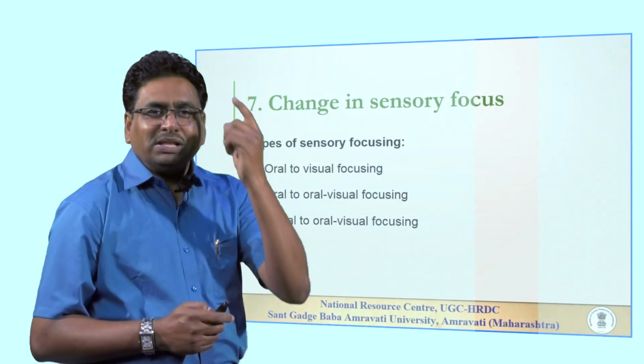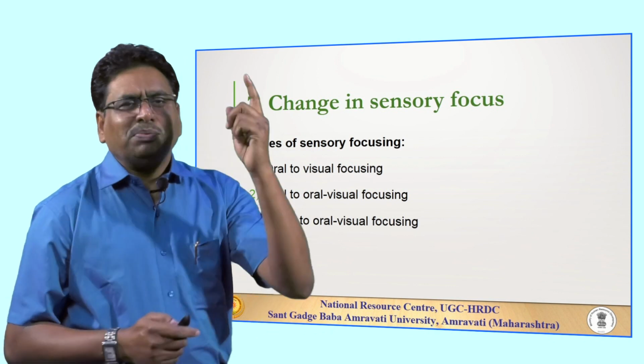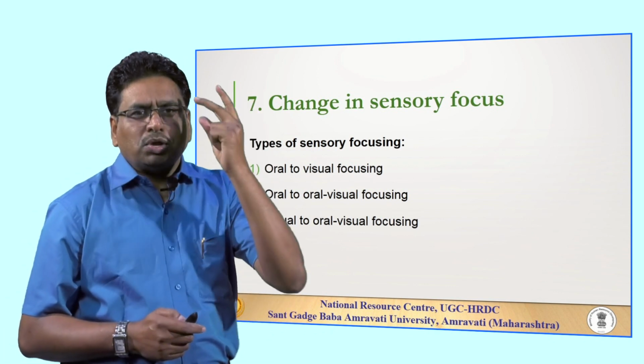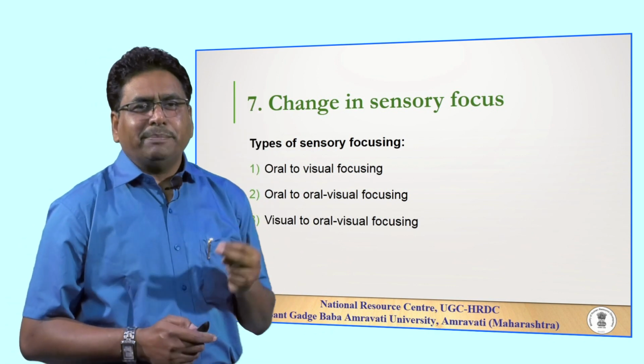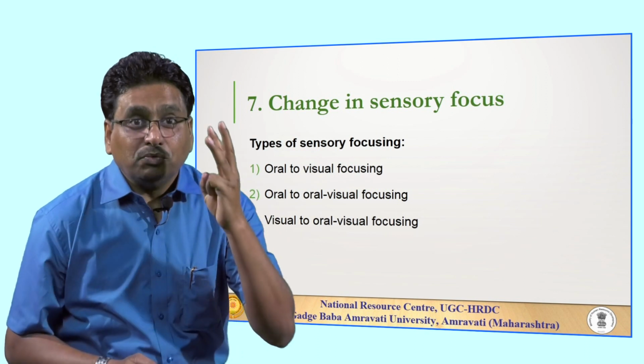Now, there are three types of sensory focusing. Number one, oral to visual focusing. Number two, oral to oral-visual focusing. And number three, visual to oral-visual focusing. Let us discuss these types of sensory focusing in detail. The first sensory focus is oral to visual focusing.